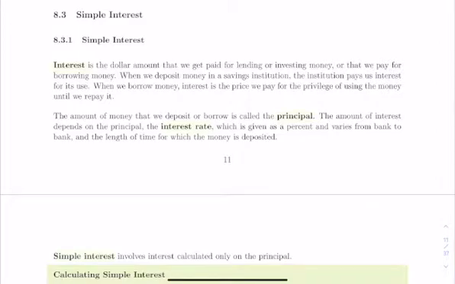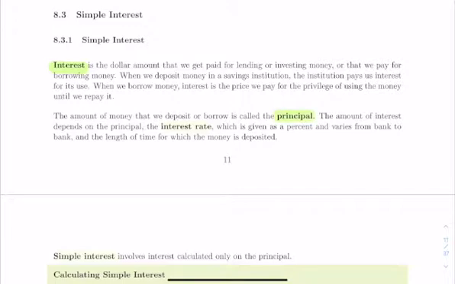In section 8.3, we look at simple interest. Interest is the dollar amount that we get paid for lending or investing money, or that we pay for borrowing money. When we deposit money in a savings institution, the institution pays us interest for its use. When we borrow money, interest is the price we pay for the privilege of using the money until we repay it. The amount of money that we deposit or borrow is called the principal.